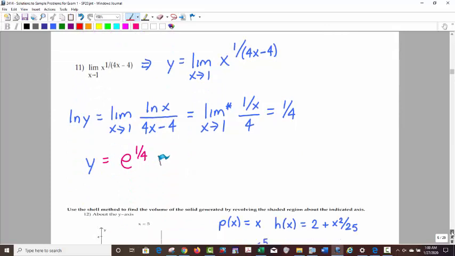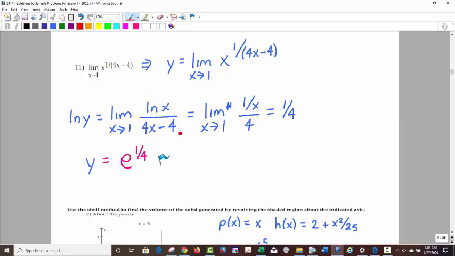Number 11, we have x raised to the 1 over 4x minus 4. Now I combined a couple steps here. So when you log it, ln in front, comes down to be 1 over 4x minus 4. Now, if it's just x when it comes down, you have to make it 1 over x on the bottom. But notice this is already a fraction. So when this comes down, the bottom of that fraction will already be in the bottom of this fraction. So it's just ln of x over 4x minus 4.